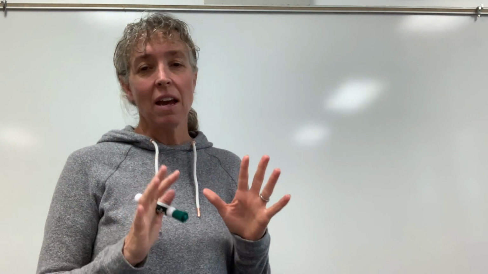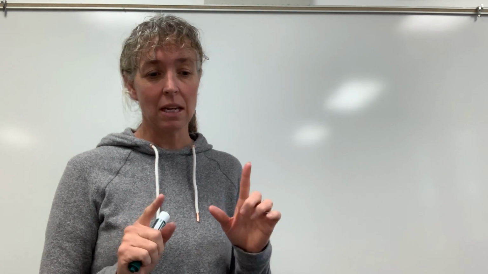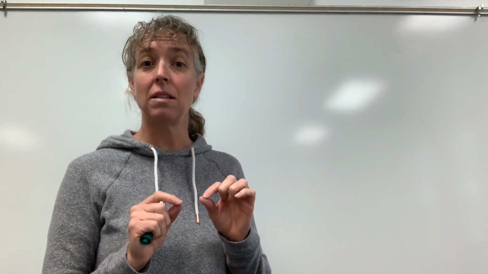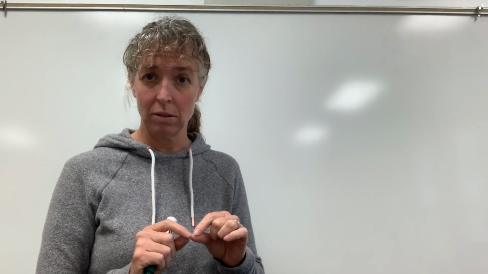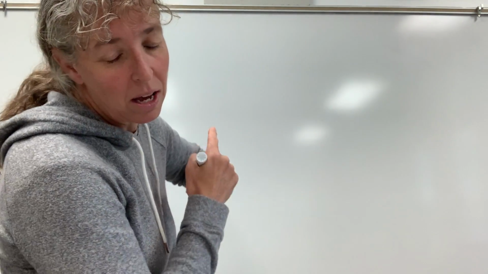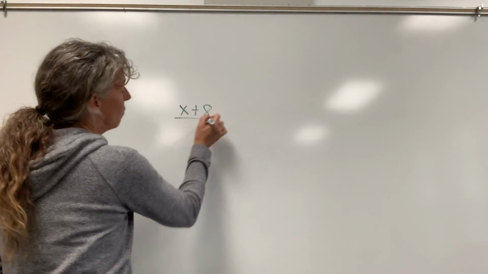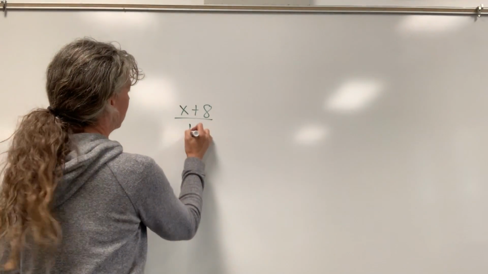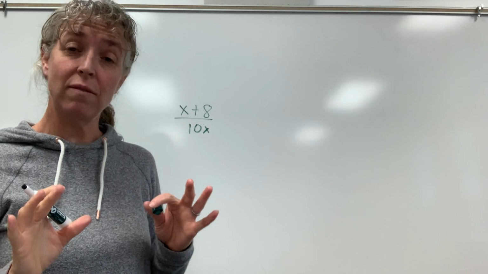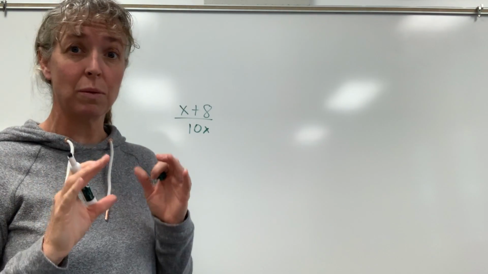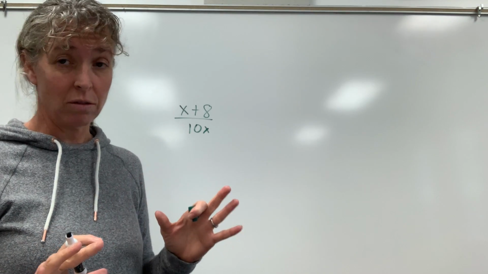So if I have to find the excluded value of something, what that means is what number plugged into the bottom of my fraction will make that part equal 0. Okay, so example 1a is x plus 8 over 10x. In my problems, I always find the excluded value first because you're supposed to do it with the original piece, not the simplified version, okay?